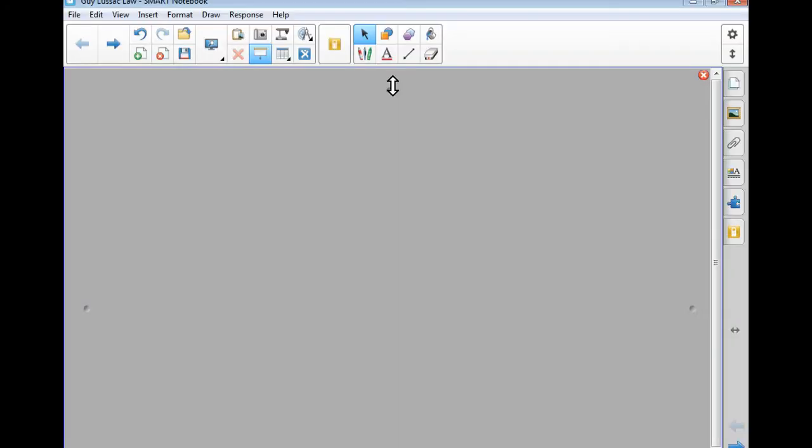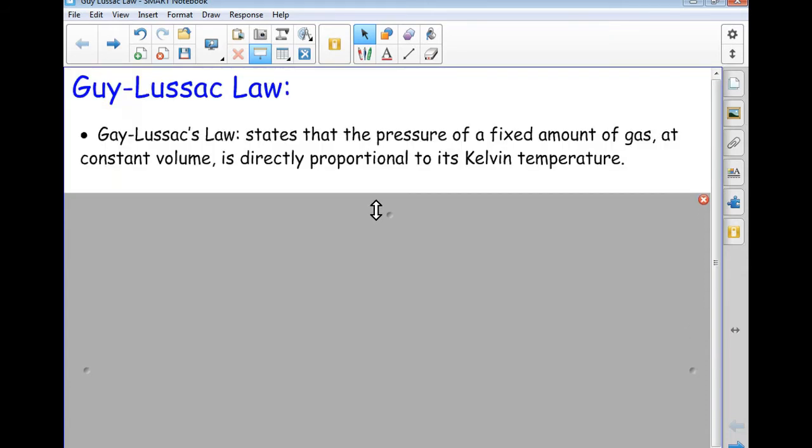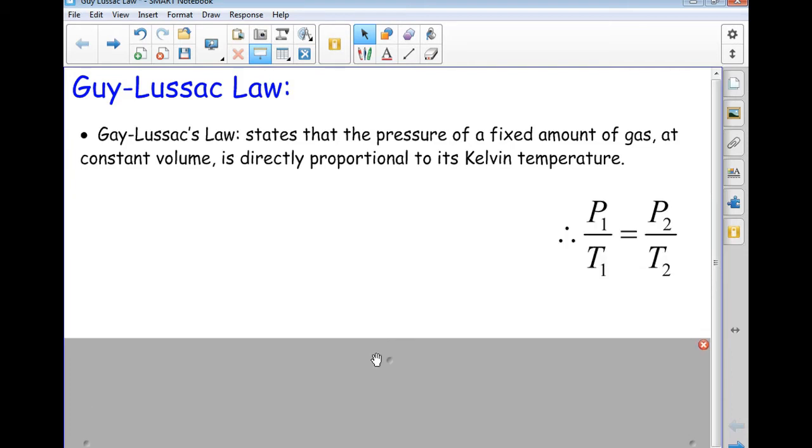This was actually quite predictable, and as a result of Gay-Lussac's law. So now we're going to talk about Gay-Lussac's law. Gay-Lussac's law states that the pressure of a fixed amount of gas at a constant volume is directly proportional to its Kelvin temperature. So P1 over T1 equals P2 over T2.